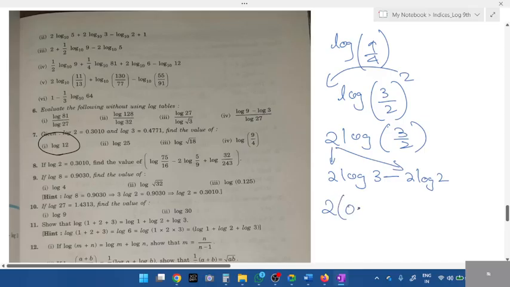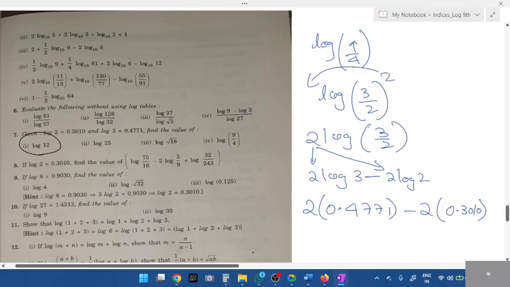How much is log 3? 0.4771. How much is log 2? 0.3010. Try this. Complete it.